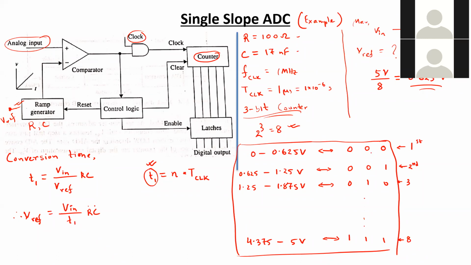So if we consider the first case, the first quantization state or 000, the counter is receiving 1 pulse, or it is counting once. What should be the value of T1 for that case?